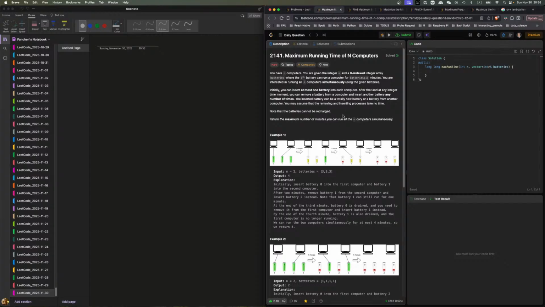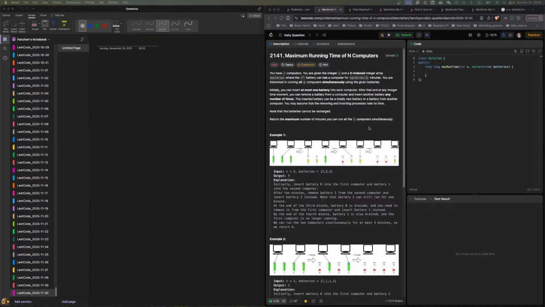You have n computers. You're given the integer n and a zero-indexed array batteries, where the ith battery can run a computer for batteries[i] minutes. You are interested in running all n computers simultaneously using the given batteries. Initially, you can insert at most one battery into each computer.